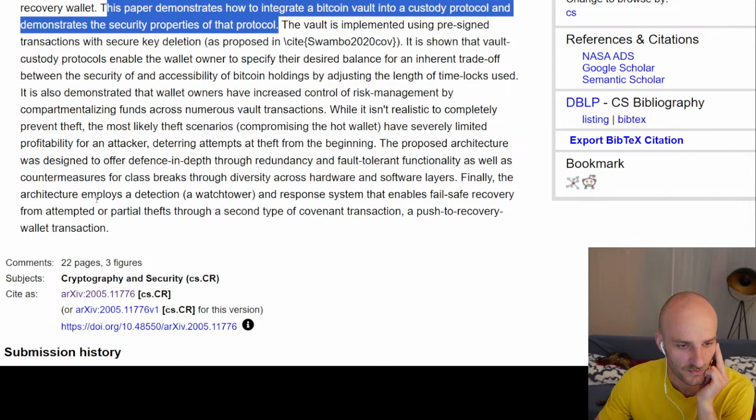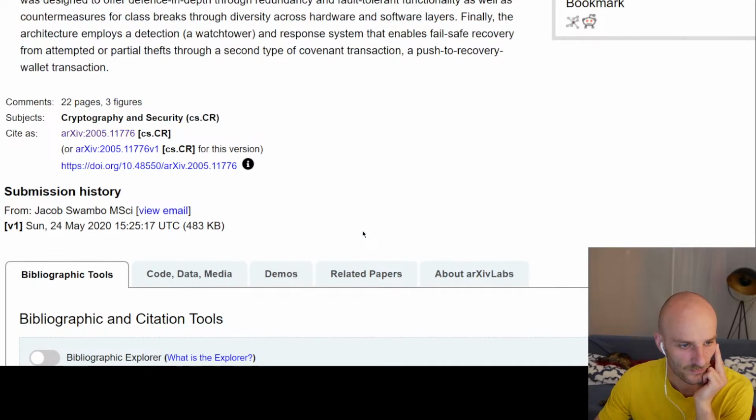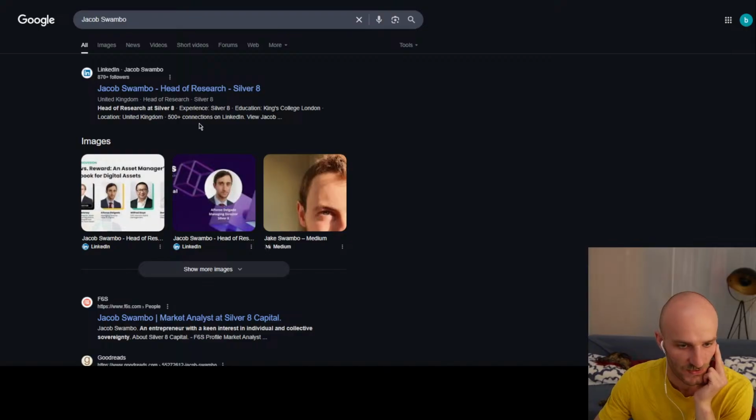Finally, the architecture employs a detection and response system that enables fail-safe recovery from attempted or partial thefts through a second type of covenant transaction, a push-to-recovery wallet transaction. So cool, so there's a lot of method here. From Jacobs, Wamba, MCSI. Wow, he did really cool work. What's his name?